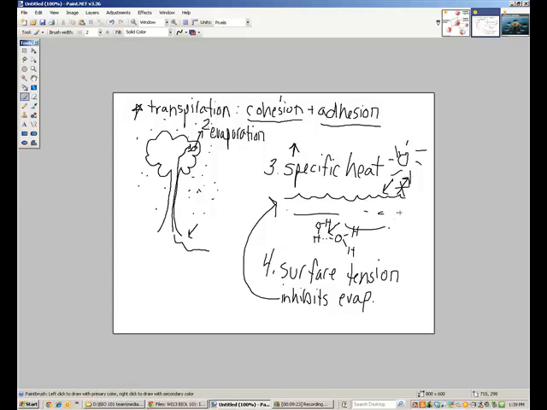Big picture is that bodies of water will hold more heat than escapes. And one of those reasons is because of surface tension. Okay, that concludes your lecture on water.